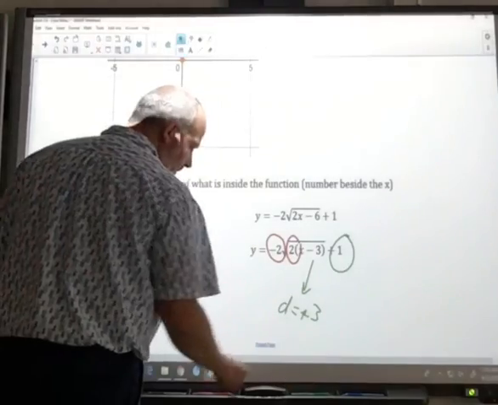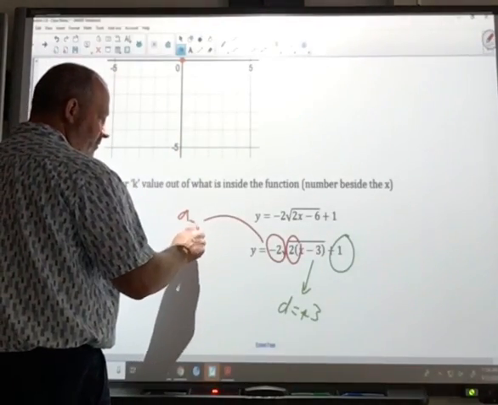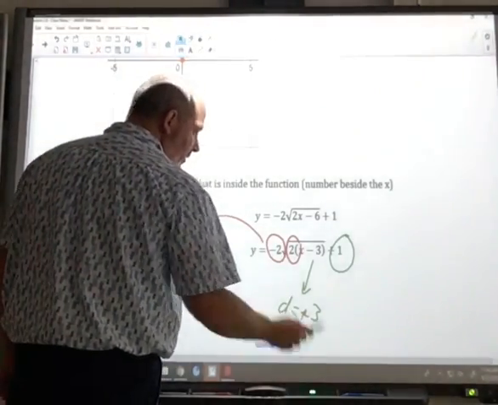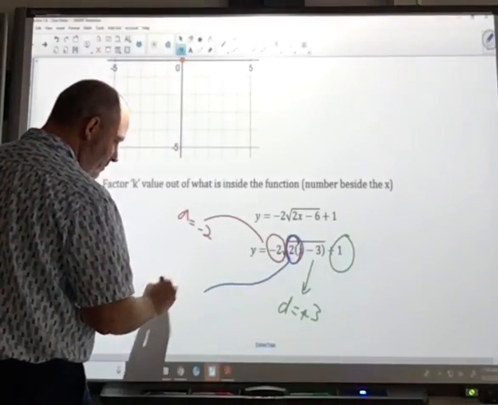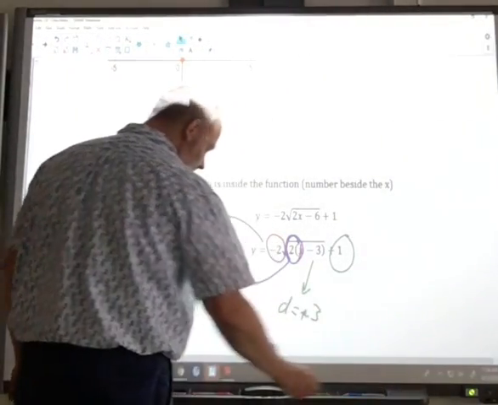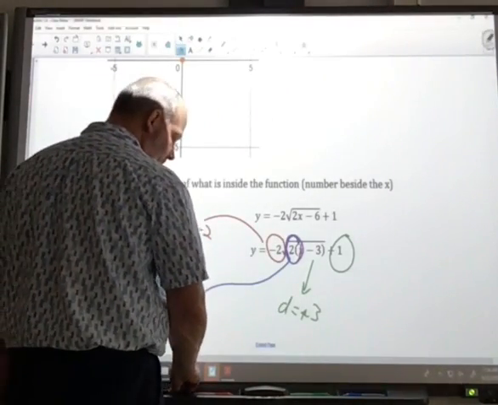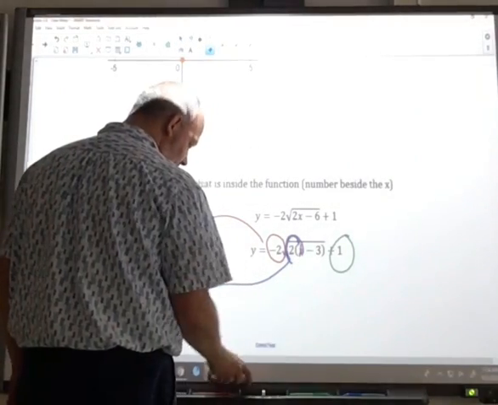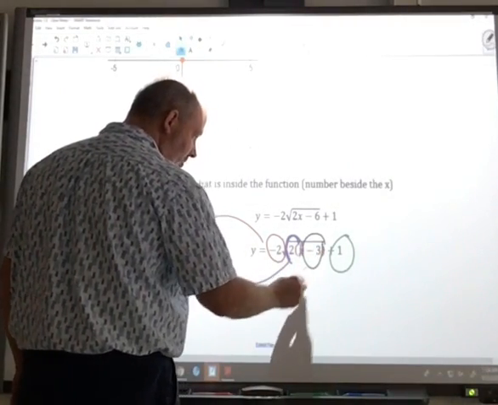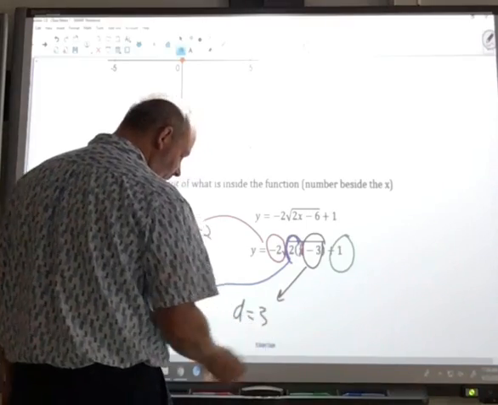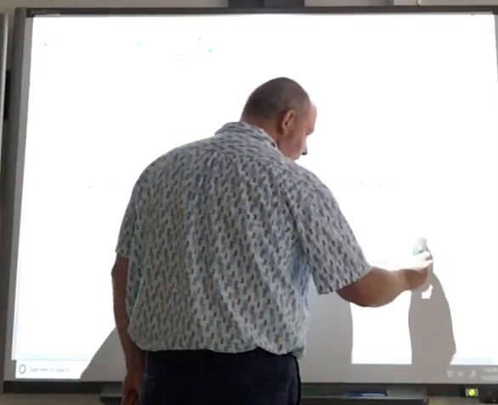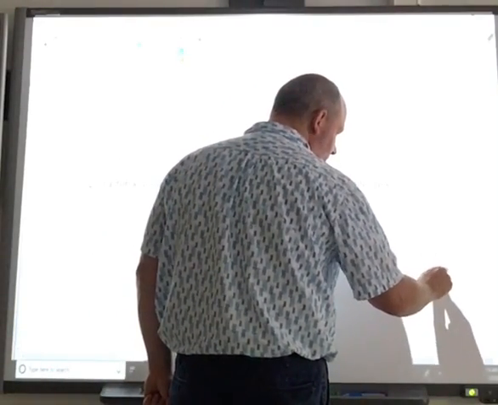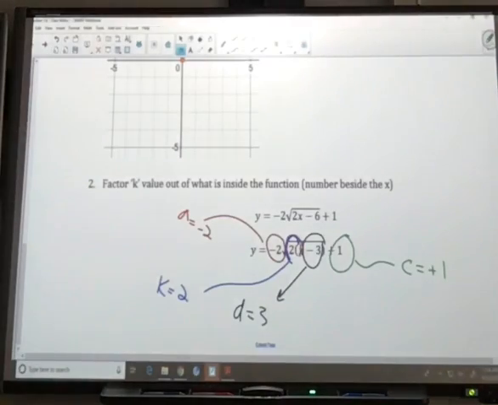So there's my A. Maybe a different color. There's my K. And then finally, maybe I should erase that. Make that black. Changing the sign, D is equal to 3. And then we don't change the sign for C. C is equal to +1. So that's what we do. We have to figure out what those values are.